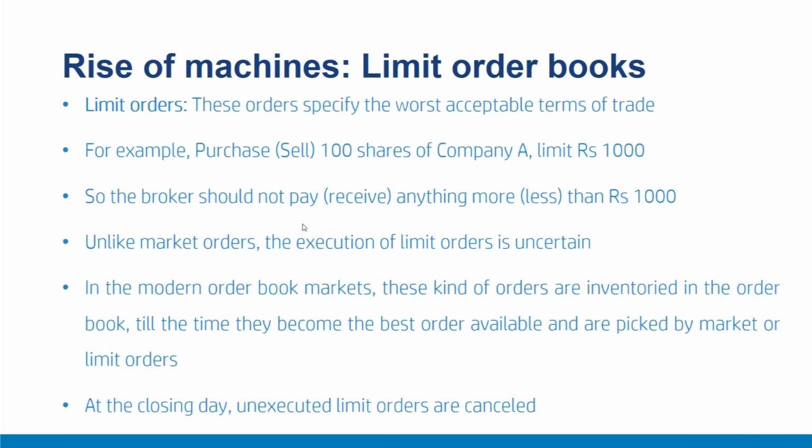Coming to limit orders, they specify the worst acceptable terms. For example, a purchase or sale of 100 shares of company A with limit 1000. So the broker should not pay or receive anything more or less than rupees 1000. The unexecuted limit orders are inventoried in the order book till the time they become best orders and are picked by incoming market orders or marketable limit orders. At the closing of the day, unexecuted orders are often cancelled unless specified otherwise.